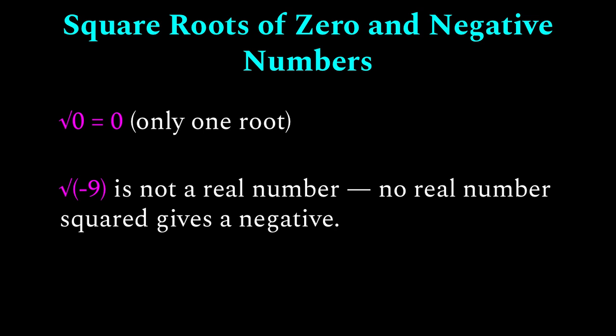Let's talk about the square root of 0 and negative numbers. 0 is easy. The square root of 0 is 0. There's only one root. But for negative numbers, there's no real square root because no real number squared gives a negative result. As we saw before, negative 3 times negative 3 will equal 9, and 3 times 3 will equal 9. So there's no way to square a real number and get a negative. So the square root of negative 9 is not a real number. It belongs to the imaginary number system, which you will study in algebra.